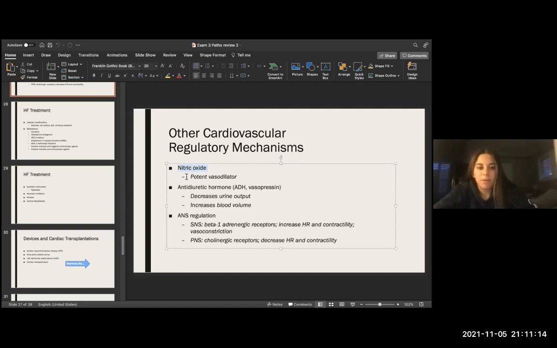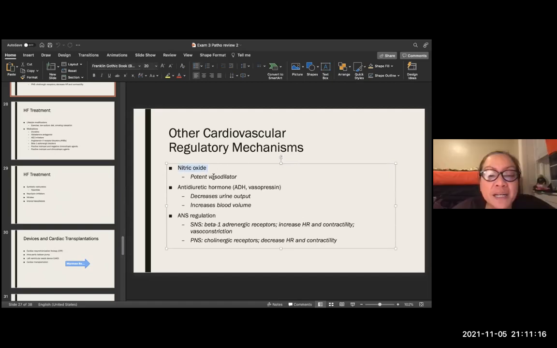How about nitric oxide? The nitric oxide is a vasodilator. As a regulator, as a control mechanism, the nitric oxide function is to vasodilate. That's it. It's just saying that it's a potent vasodilator. Like for example, what is vasoconstriction, Monse?